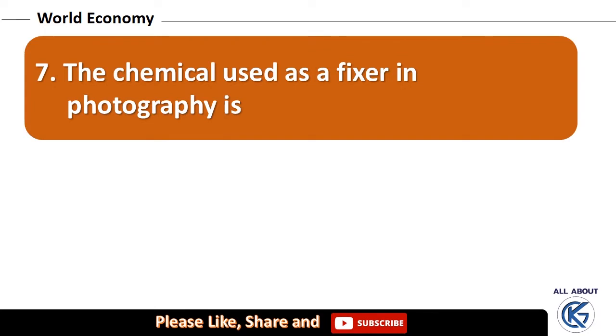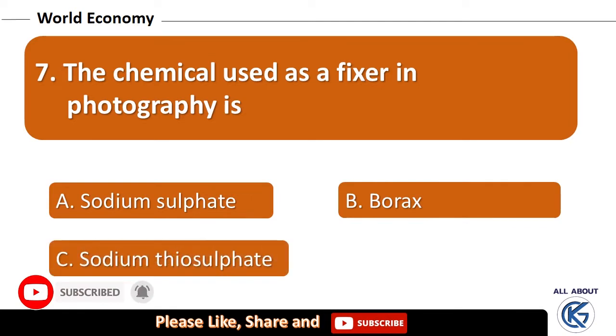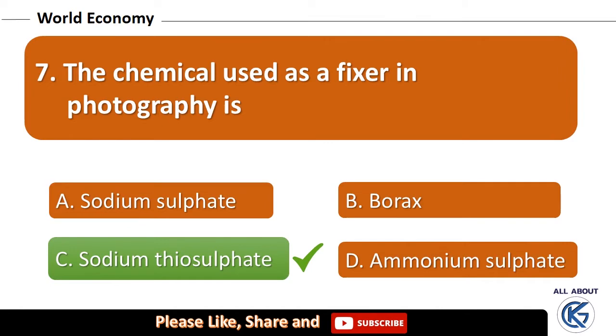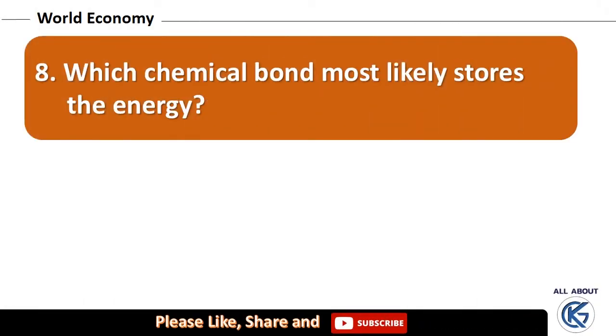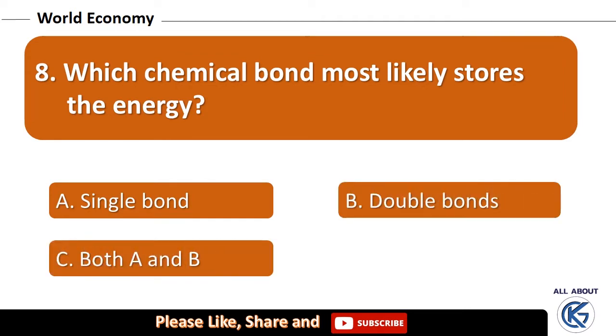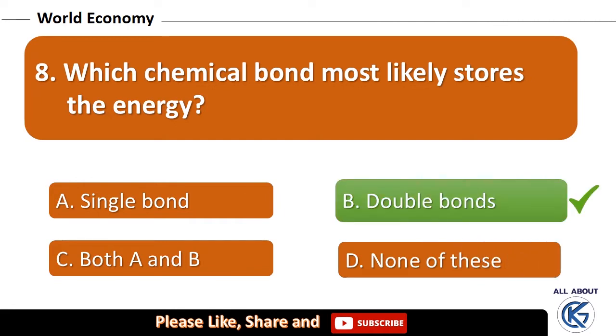Next question. The chemical used as a fixer in photography is, the options are sodium sulfate, borax, sodium thiosulfate, ammonium sulfate. The right answer is sodium thiosulfate. Question number 8. Which chemical bond most likely stores the energy? The options are single bond, double bond, both A and B, none of these. The right answer is double bonds.